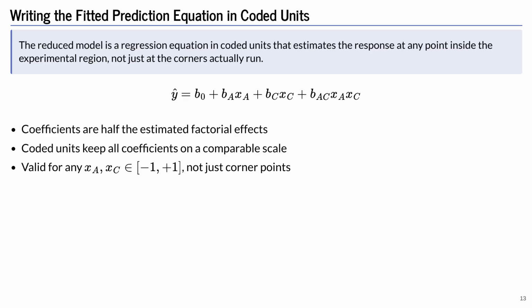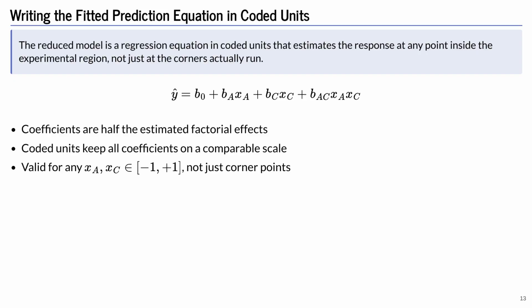With the model validated, we can now write the prediction equation. The goal is a formula that takes coded factor settings as inputs and returns a predicted yield. This is more useful than a table of corner point estimates because it lets you predict at any point inside the experimental region, not just the 16 corners you ran. The equation has the form predicted yield equals B0 plus BA times XA plus BC times XC plus BAC times XA times XC.